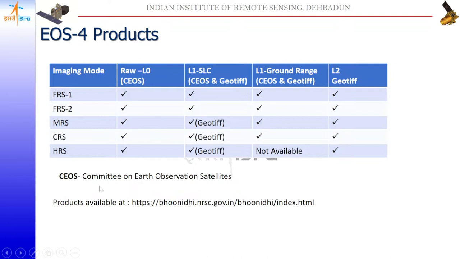COS is the Committee on Earth Observation Satellite, so it has a particular format. The raw data is basically available in the COS format, but for the SLC data, FRS1 and FRS2 are available in both COS and GeoTIFF, and MRS, CRS, HRS are available in GeoTIFF. These different products like L0, SLC, ground range are available for different modes, and all these products are available at the Bhunidhi site, bhunidhi.nrsc.gov.in.